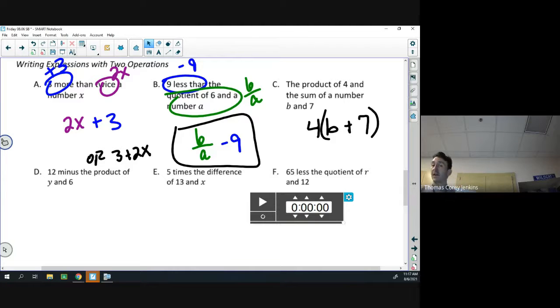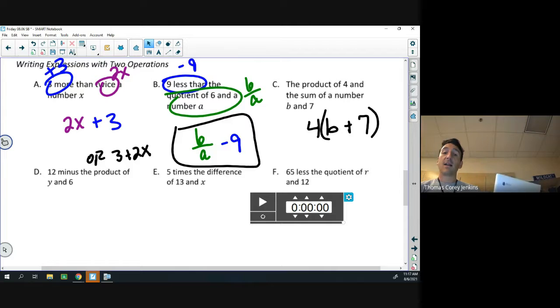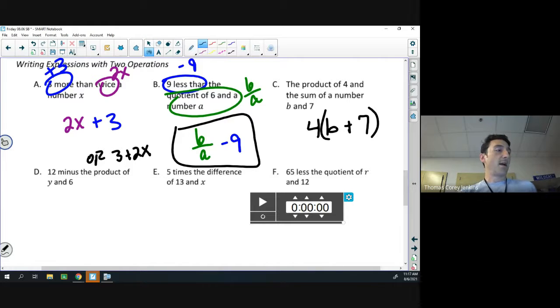All right, so looking at D, 12 minus the product of y and 6. Chase White, what did you write down for that one? Okay. Danielle's not here. Jacob Bowling, what did you write down for D? 12 minus y over 6. I'd say you did some good stuff, but can anybody correct that? Thank you for having something. No deer in the headlights. We're good. Yes.